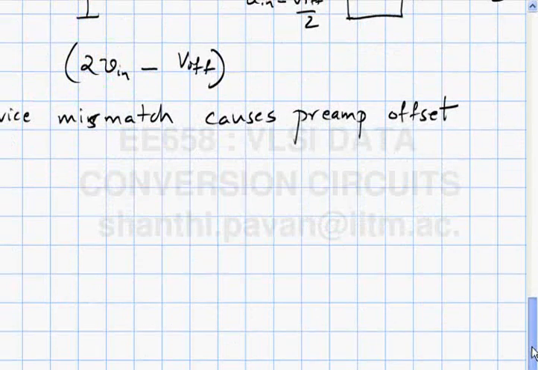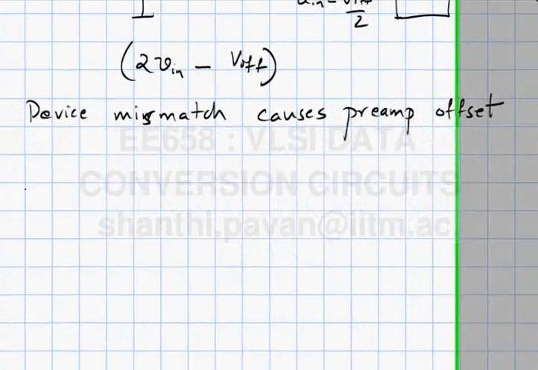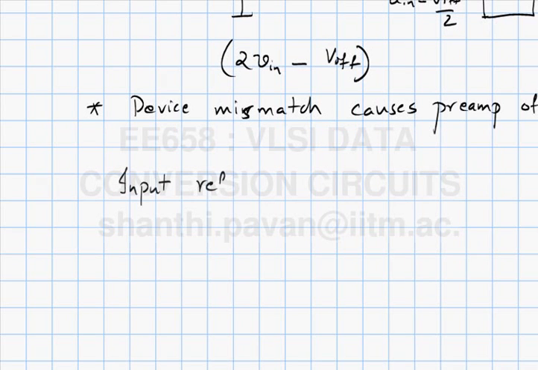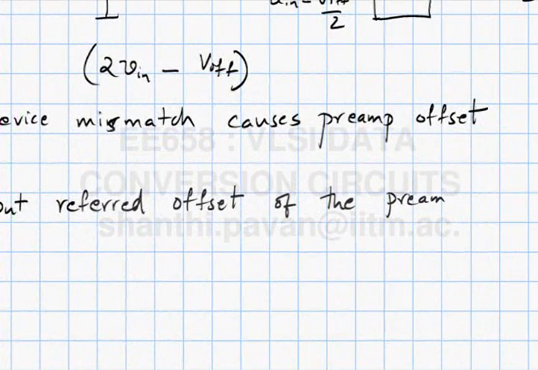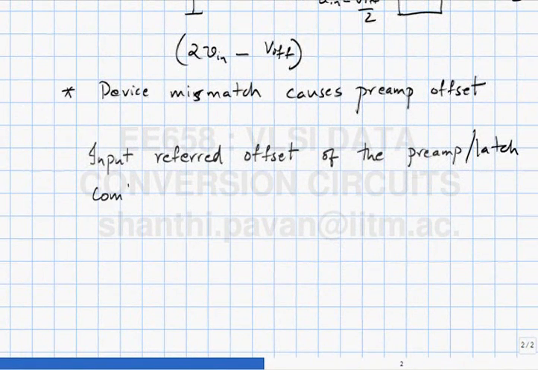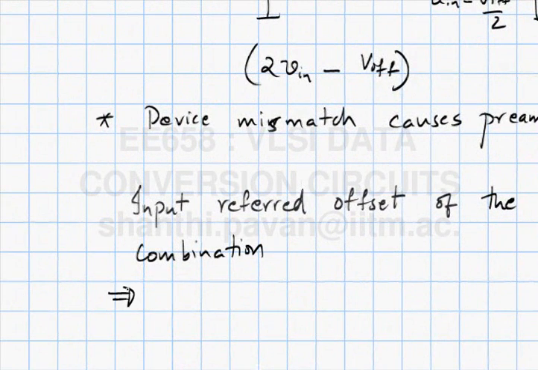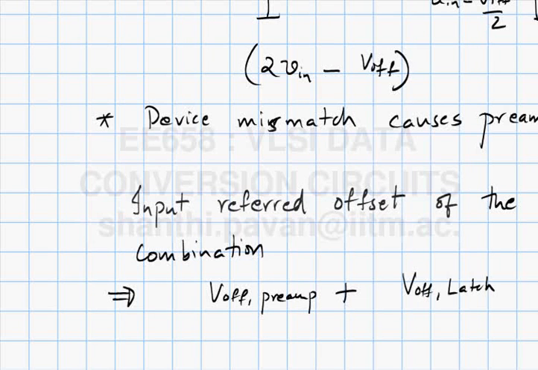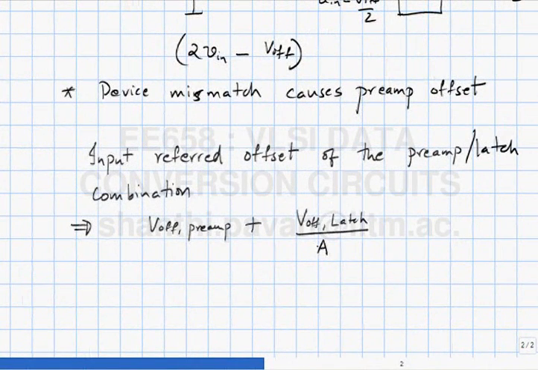Great. So we now have the input referred offset of the preamp latch combo to be the offset of the preamp, alright, plus the V offset of the latch divided by A. But please note, however, that the offset of the preamp as well as the offset of the latch are random variables. And we assume quite conveniently that both are Gaussian distributed. Right? And clearly, since they are occurring in very different devices, the offset of the preamp and the offset of the latch are not correlated at all.